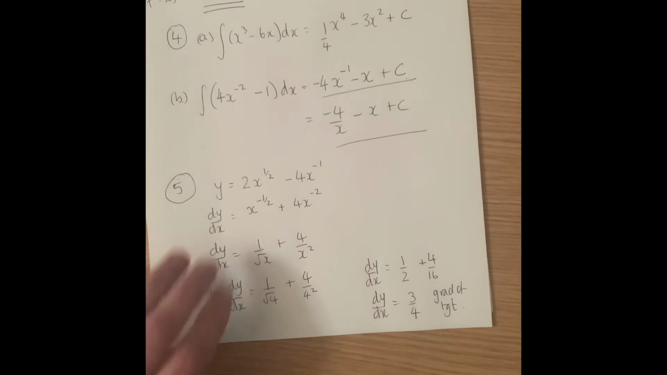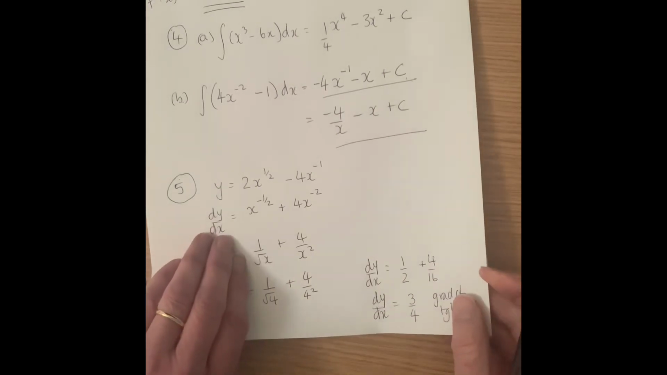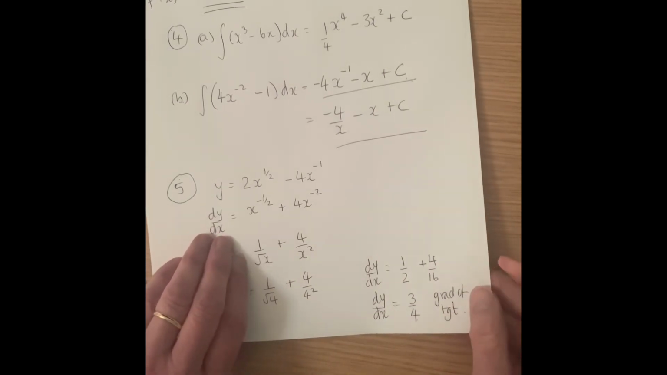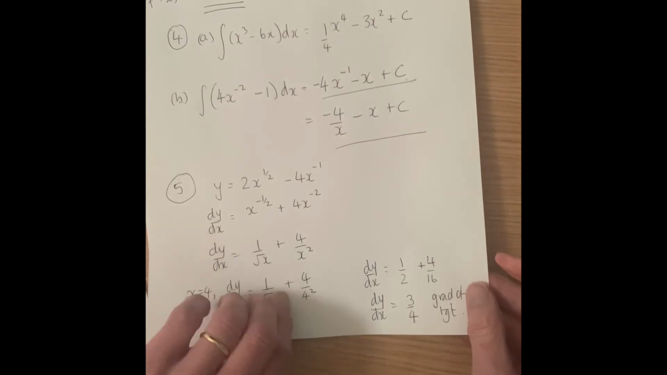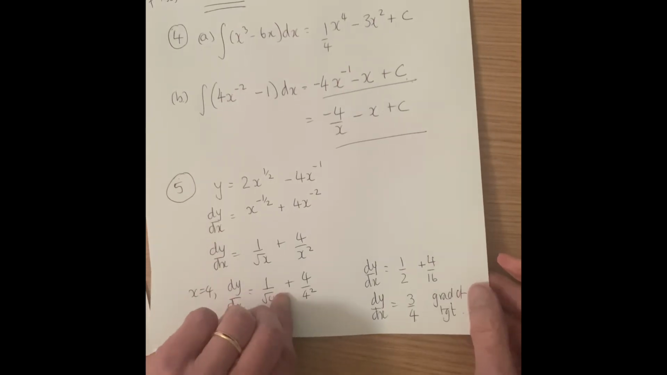That's the gradient of the tangent. It doesn't want the gradient of the tangent, it wants the gradient of the normal. So I'm going to take the negative reciprocal of that. So the gradient of my normal will be minus 4 over 3.